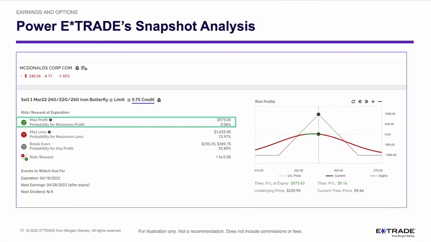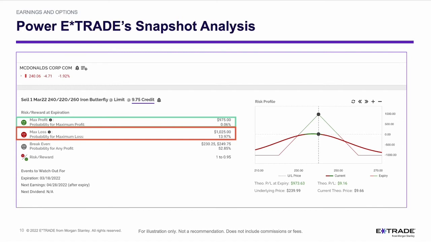So with an Iron Butterfly, it is highly, highly unlikely that you're going to keep that entire credit. And the reason why is that the stock has to end at absolutely exactly that 240 point. And it's very unlikely that it is going to end right at 240. That's why we have such a low probability that we're going to achieve that. Now, the maximum loss is going to be $1,025, and it's giving us a just under 14% chance of reaching that maximum loss. Hopefully we don't.